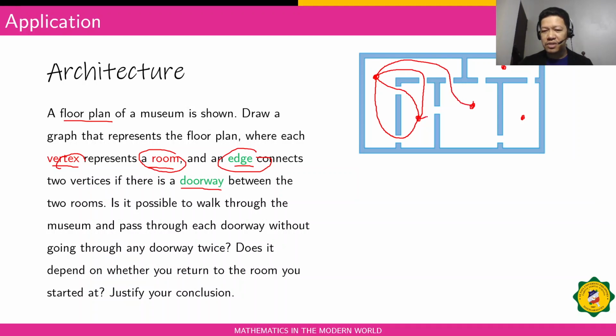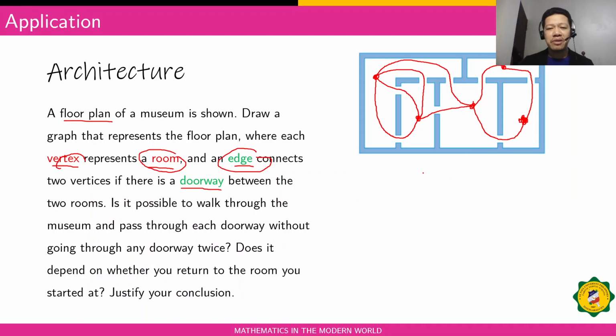And this point, there is a doorway going to this room, and in this room there's a doorway going to that point, and in here there's a doorway going to the other point, and this point here should be connected to this point because there is a doorway. So we have 5 vertices corresponding to the 5 rooms, and how many doorways? 1, 2, 3, 4, 5, 6, 7, 8, and that corresponds also to the 8 edges.